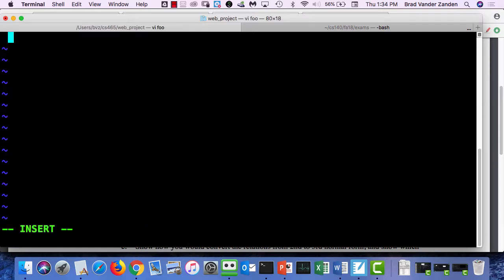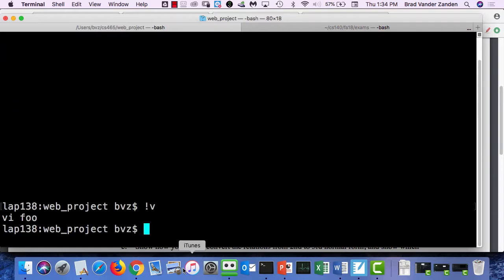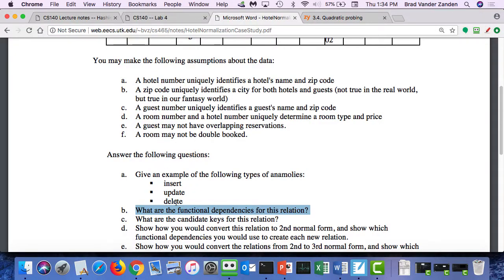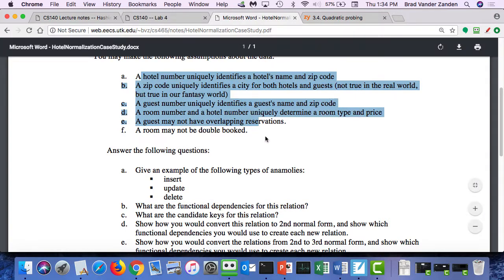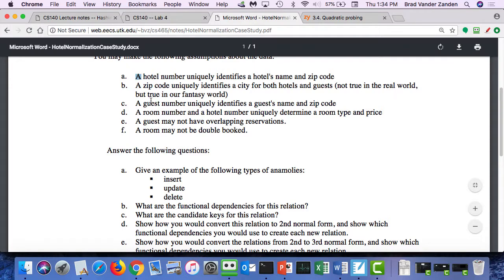On a test, I would force you to say things like A determines B and C, maybe C determines D. So give it a try now, because guess what? You'll have to do it on a test. Okay, so what are the functional dependencies? Guess what? You derive the functional dependencies from these 6 assumptions up there.